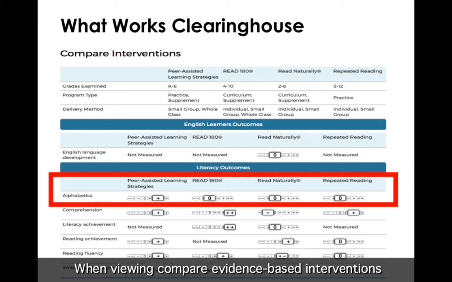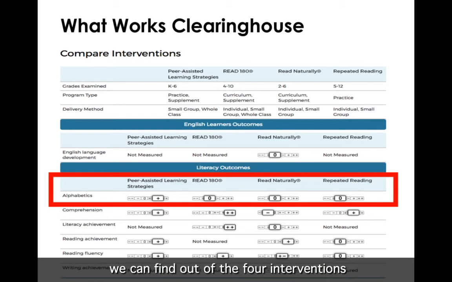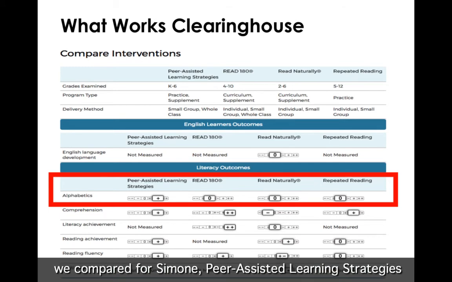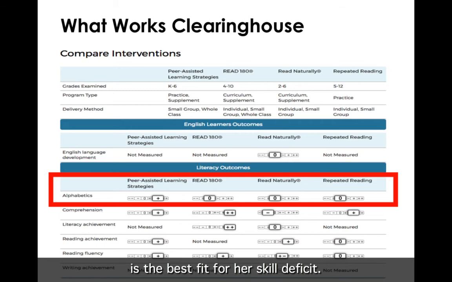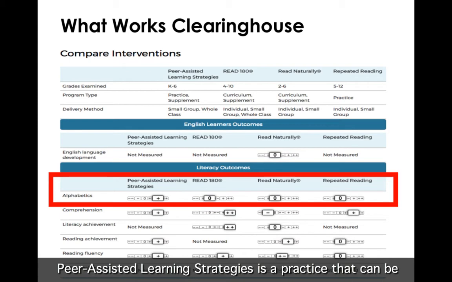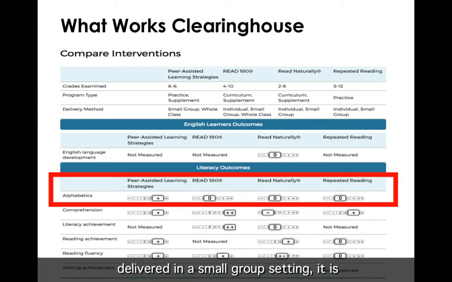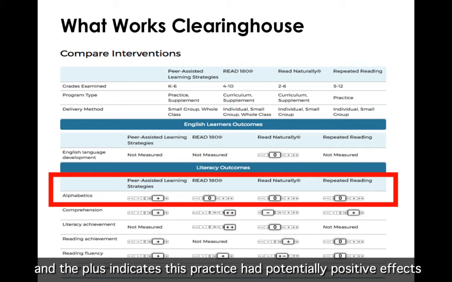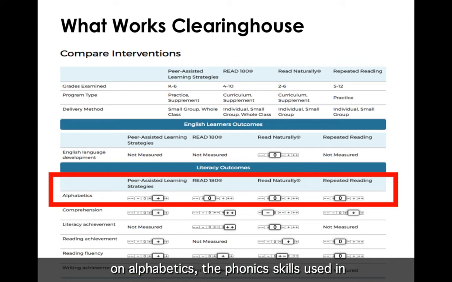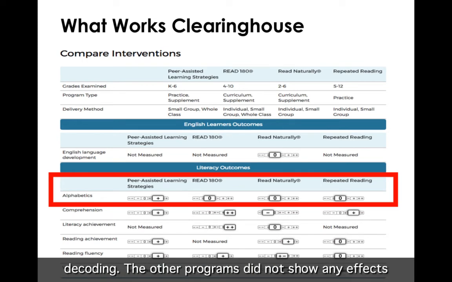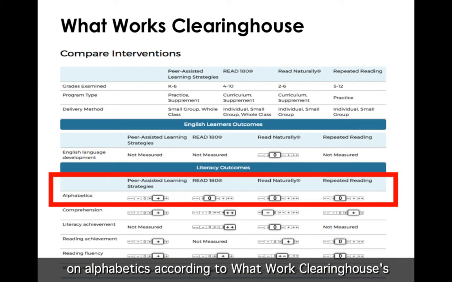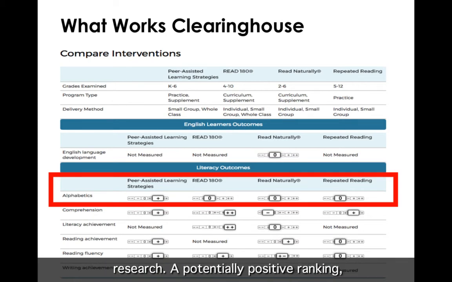When viewing Compare Evidence-Based Interventions, we can find out of the 4 interventions we compared for Simone, peer-assisted learning strategies is the best fit for her skill deficit. Simone needs help learning to decode multisyllabic words. Peer-assisted learning strategies is a practice that can be delivered in a small group setting. It is designed for students in Simone's grade 6, and the plus indicates this practice had potentially positive effects on alphabetics, the phonics skills used in decoding. The other programs did not show any effects on alphabetics according to What Works Clearinghouse's research.